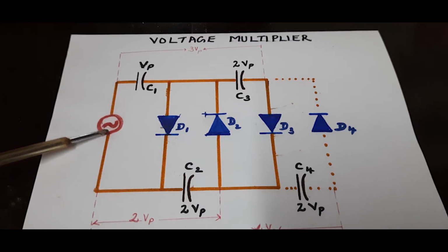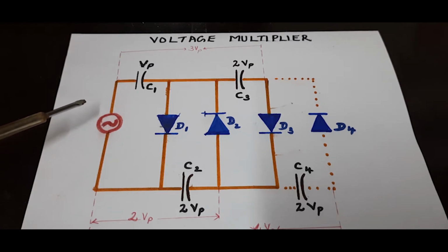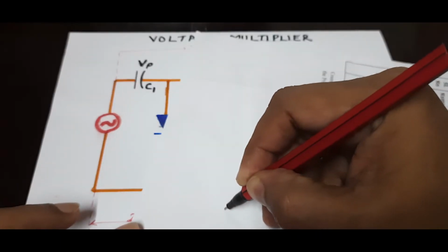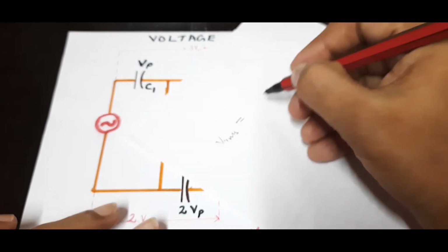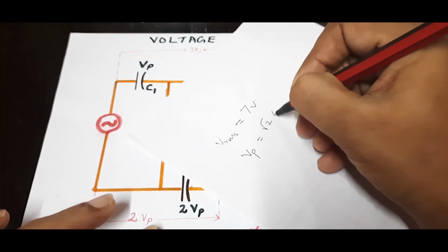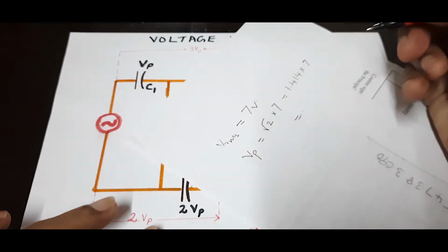One thing you should understand is when you use a multimeter or a voltmeter to measure an AC signal, we are actually measuring the RMS value. The peak value of that AC signal would be root 2 times the RMS value. For example, if my VRMS is equal to 7 volts, then Vp would be root 2 times 7. That is 1.414 into 7. So that will be my peak value of voltage.